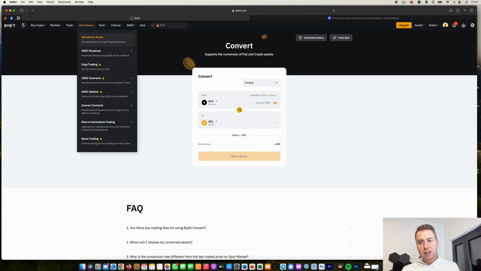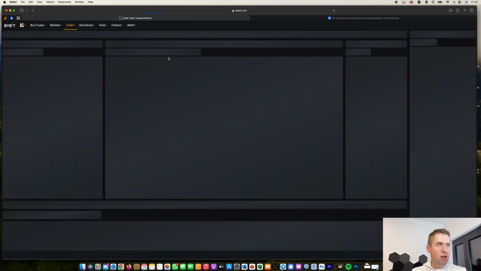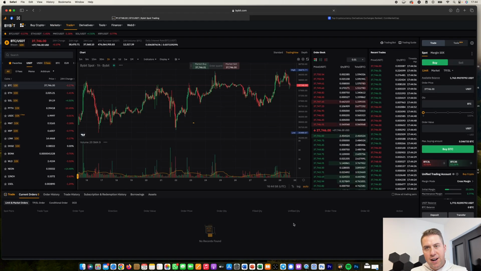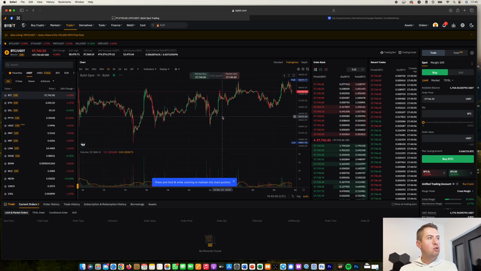And with derivatives, it's different. There you don't trade cryptocurrencies that you can withdraw, but you are trading contracts with leverage, if you like. So let's have a look at spot trading first. And spot trading is basically longer term trading. So if you just want to have a cryptocurrency that you want to have for several years or several months or several weeks, it's usually best to use spot trading.